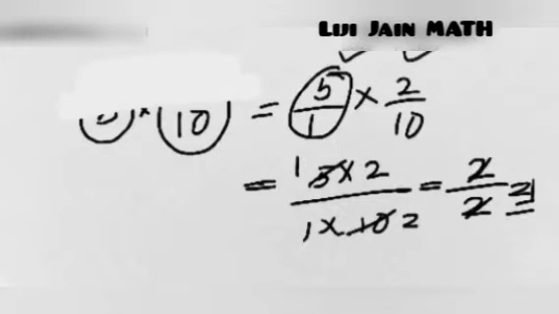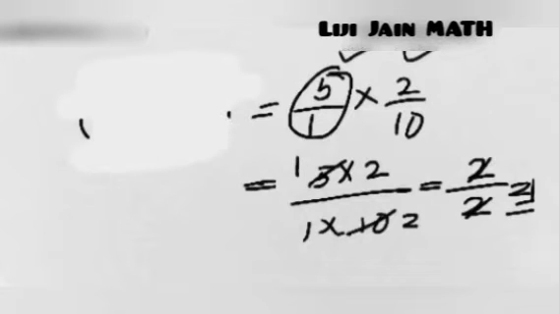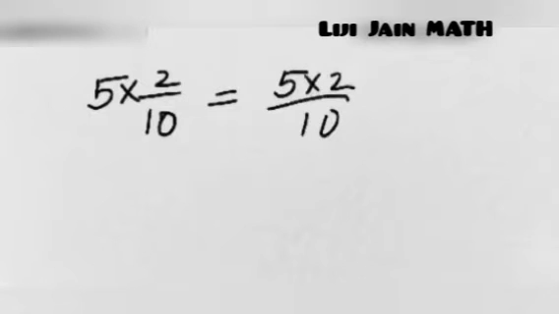Got it? So, for multiplying a whole number into a fraction, what we have to do? Yes, that whole number has to be written in the fraction form. Then apply the rule. That's all. So, 5 into 2 by 10 means the whole number has to be multiplied with the numerator. How does it happen? Yes, it happens because we have considered 5 as the fraction 5 by 1.